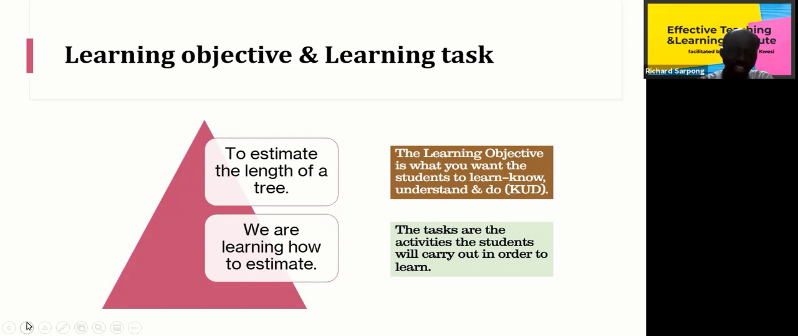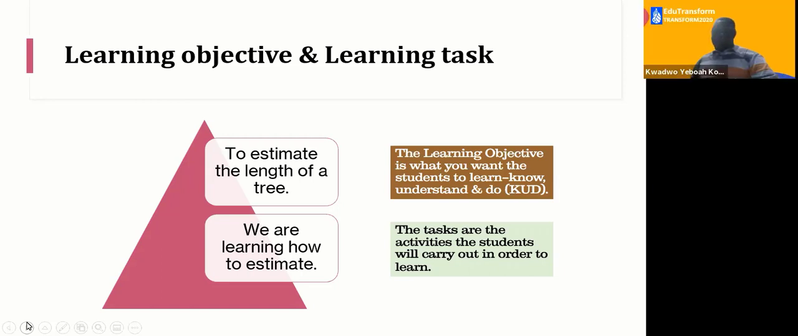We are learning how to estimate. Yes, you can estimate the length of a tree, but that is what you do in the learning process, in terms of the tasks that the teacher will assign students to do so that they will learn how to estimate. Thank you very much for that too. I know we would spend some time writing some learning objectives, but we want to look at success criteria as the next step, isn't it?